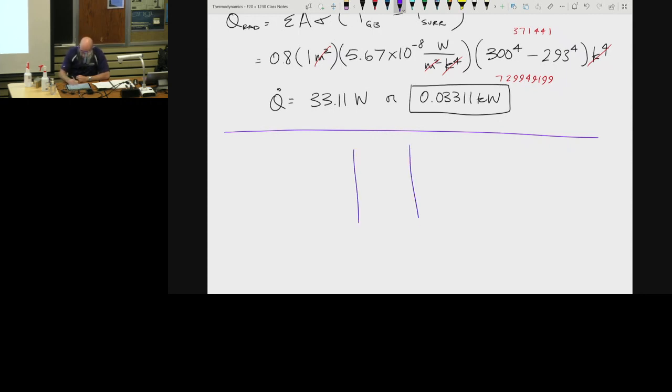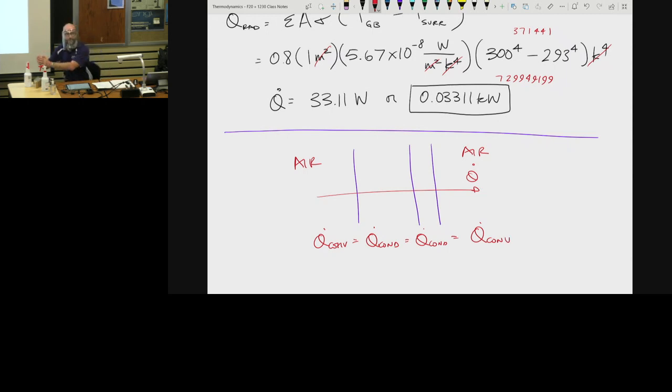When we're dealing with these composite walls, these multiple things on a wall, we are going to say that this Q dot is constant. If there's air over here and air over here, this means Q dot convection, which is outside, is equal to Q dot conduction, which is equal to the Q dot conduction, which is equal to the Q dot convection. Every Q dot is the same in every individual piece. It's like current going through a circuit, which is a way we can analyze this, which I'll hopefully have time to talk about at the very end of this class.